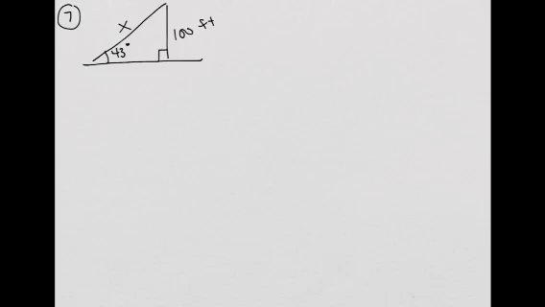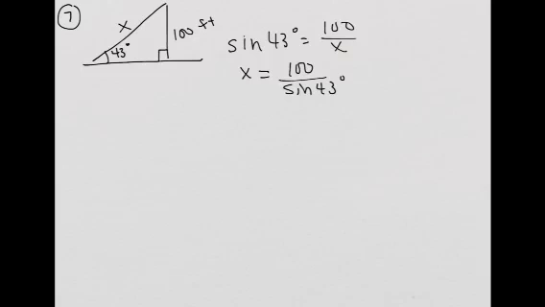So now with the given information, the function we would use is sine. So sine of 43 is 100 divided by x. Remember how I've told you when the variable is in the denominator, this one and this one switch. So x equals 100 over sine 43. So that's approximately equal to 146 feet.